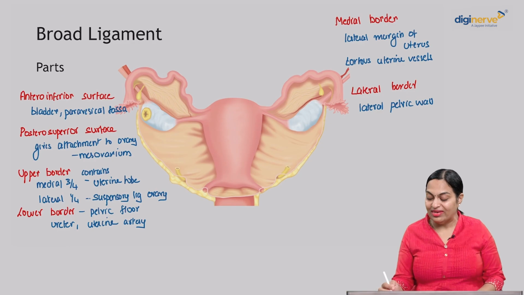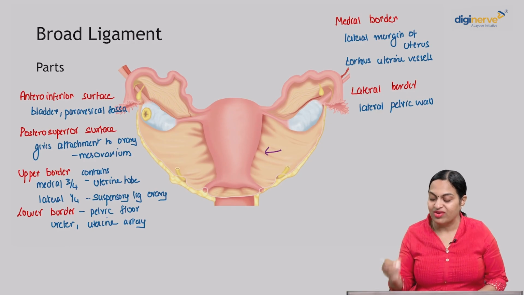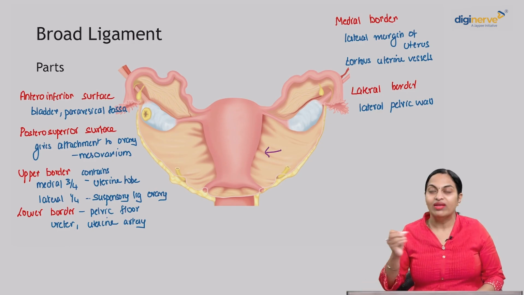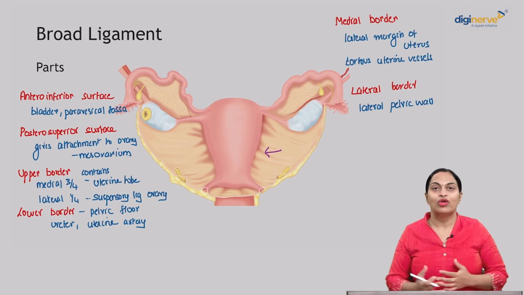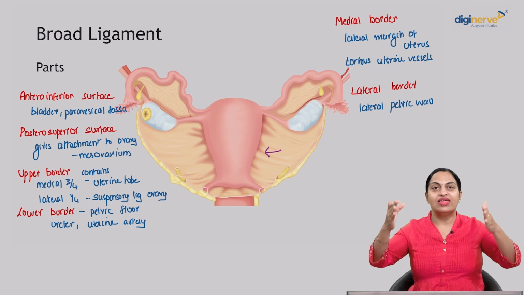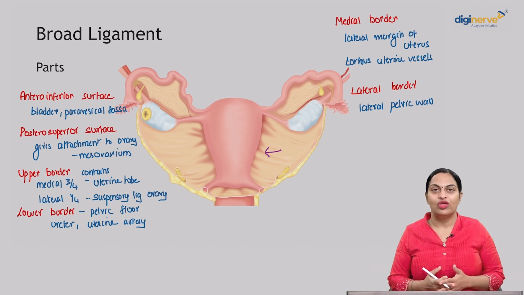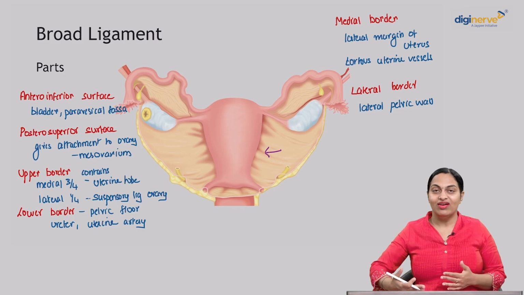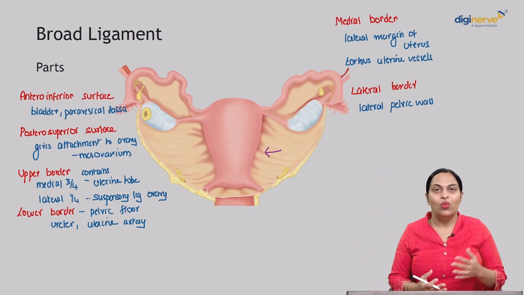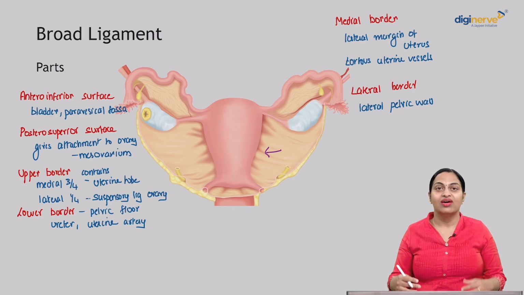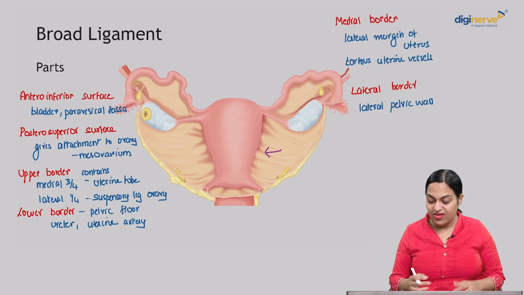Coming to the broad ligament of the uterus. This broad ligament, as I told you, it is a broad fold of peritoneum, right, that anchors the lateral border of the uterus to the lateral pelvic wall. And you know what? It consists of an anterior layer and posterior layer. What are the parts of this broad ligament? It will have an antero-inferior surface.